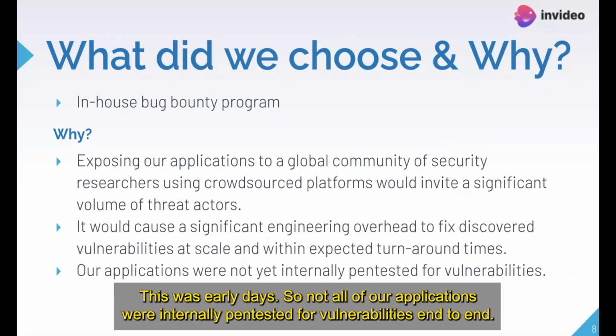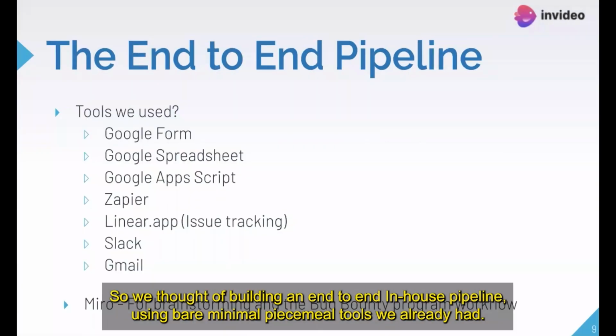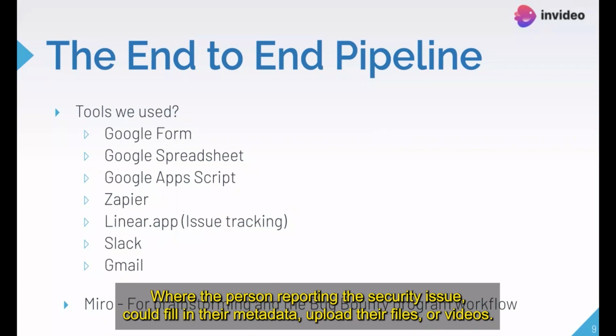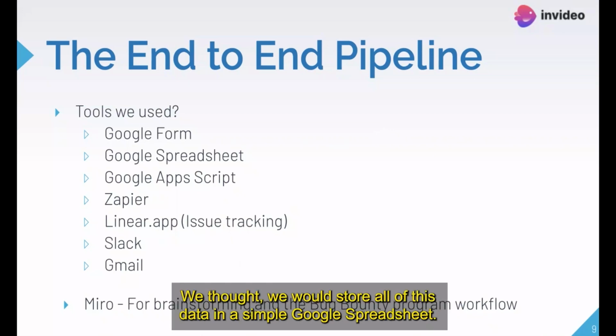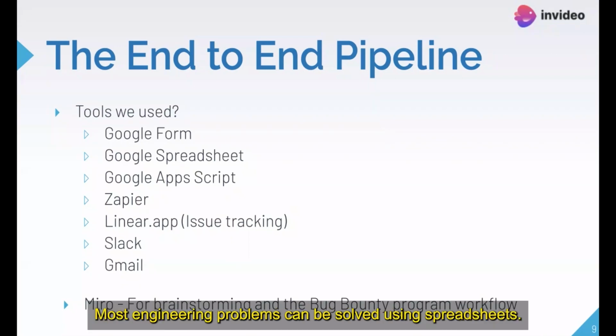This was early days, so not all of our applications were internally pen tested for vulnerabilities end to end. We were still building the initial systems to set up our internal pen testing culture and the workflows. So we thought of building an end-to-end in-house pipeline using bare minimal piecemeal tools we already had. We had Google Form, which we essentially made where the person reporting the security issue could fill in their metadata, upload their files or videos that they have taken of the vulnerability. We thought we would store all of this data in a simple Google spreadsheet because, well, to be very honest, most engineering problems can be solved using spreadsheets.